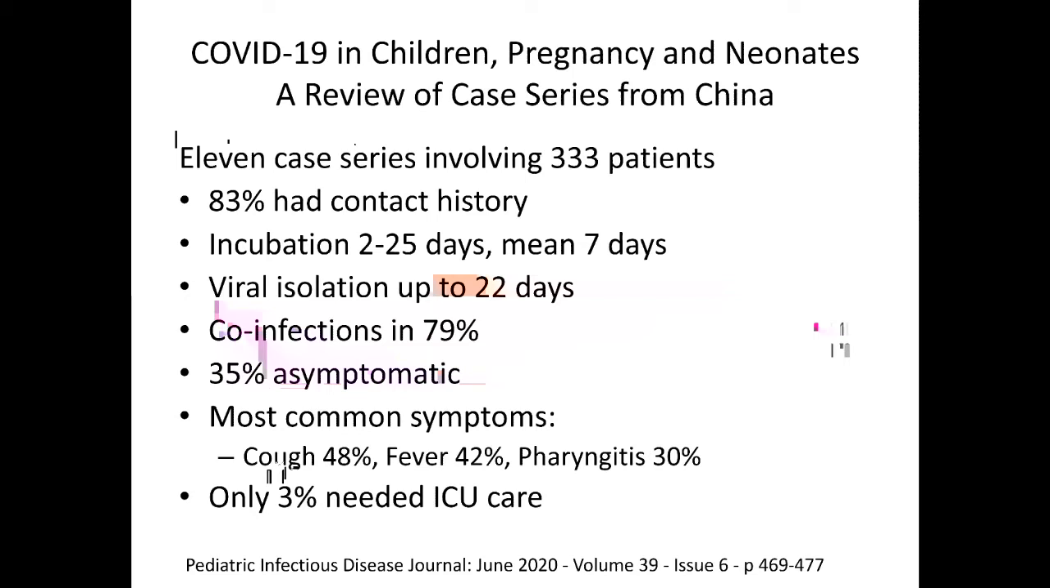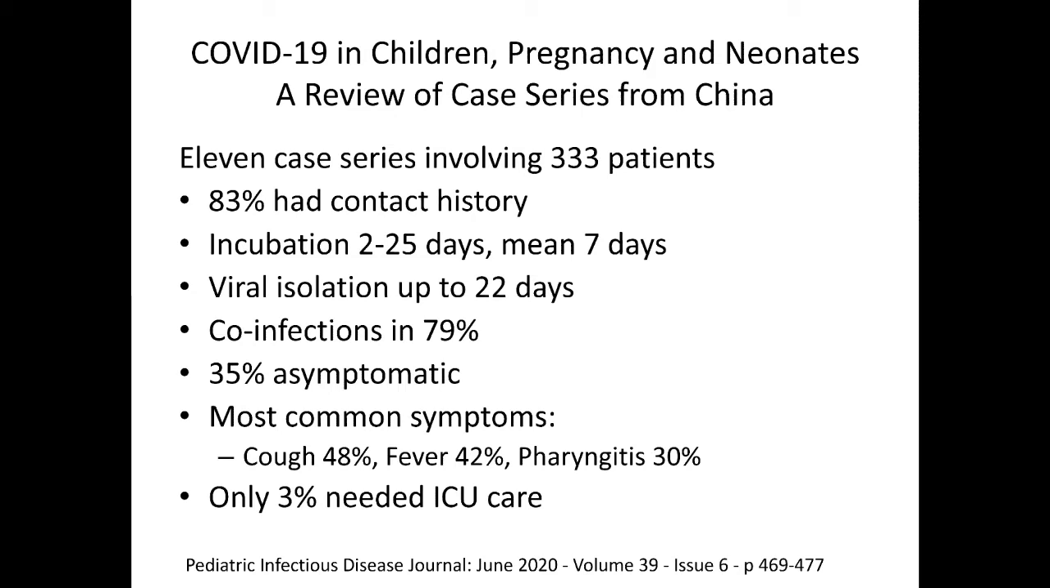This is an article that was published in the Pediatric Infectious Disease Journal that reviewed a bunch of case series, all from China. There were many of these articles to choose from, so I chose a few representative examples to show you. There were 11 case series in this article involving over 300 patients. Most had a contact history. The incubation period was quite long, but a mean of 7 days, which is pretty similar to others.